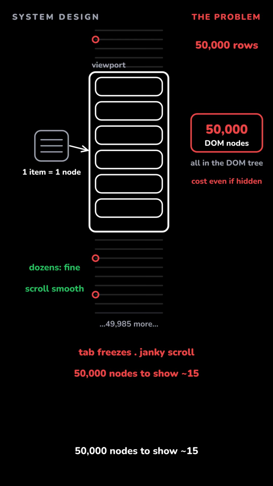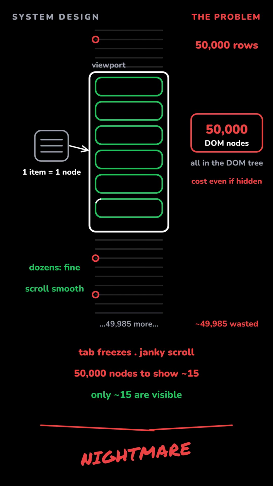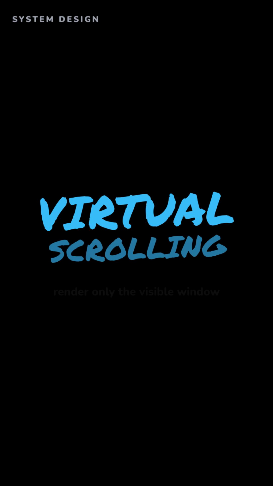This is a nightmare. But look at the screen. Only about 15 rows are ever visible at once. The other 49,000 are scrolled far off, doing nothing but wasting memory. Virtual scrolling uses that. Only render the rows inside the viewport.